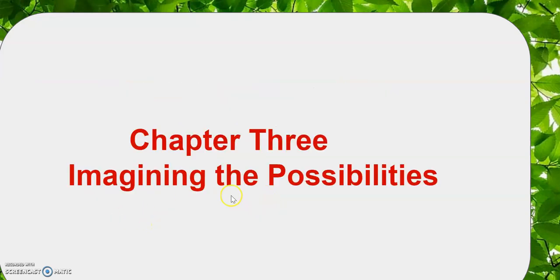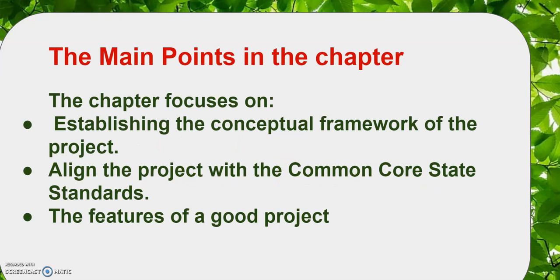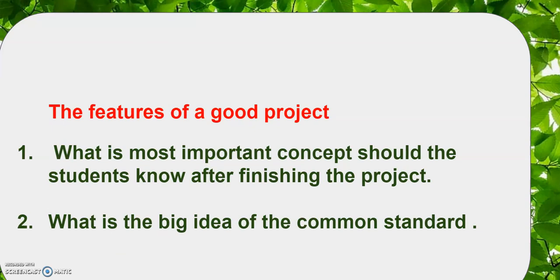Let us start to summarize the 3 chapters in our book. The first chapter, chapter 3: the main point in this chapter is establishing the conceptual framework of the project, aligning the project with the Common Core state standards, and the features of good projects. Now let us go into details.